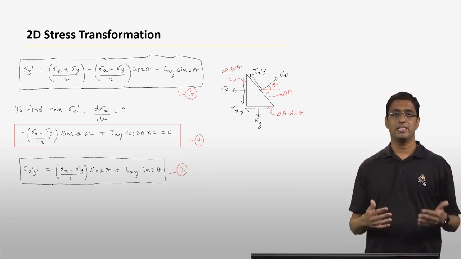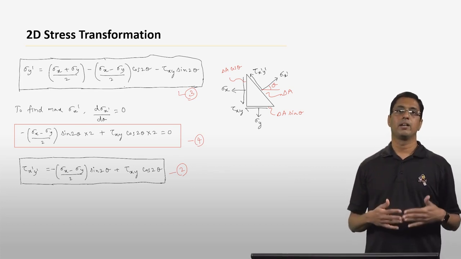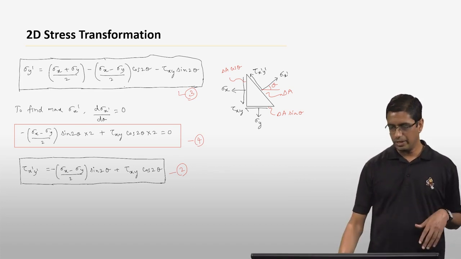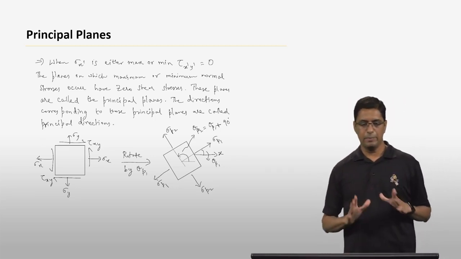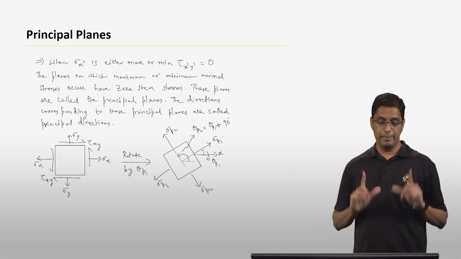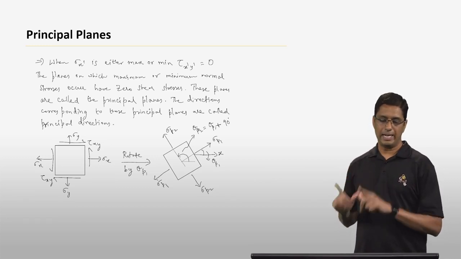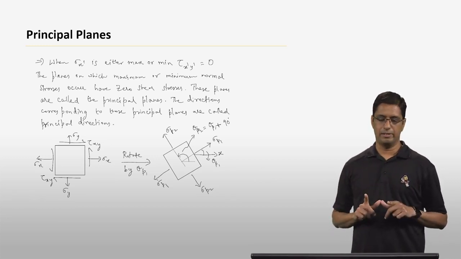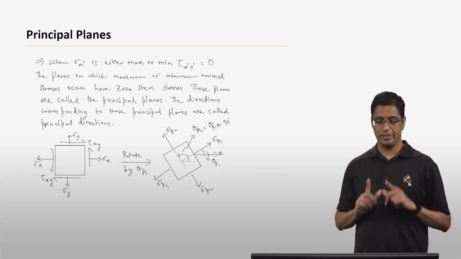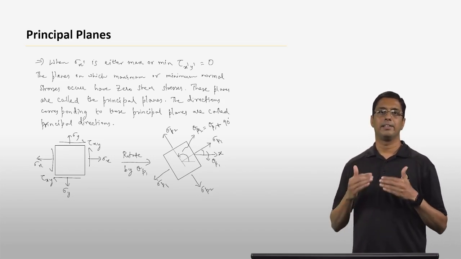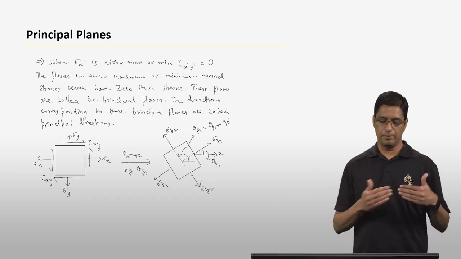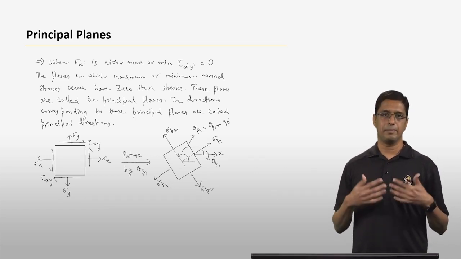Okay, and these planes have a special name called principal planes, and that is what we'll look at next. If you look at a formal definition, then the planes on which the maximum or minimum normal stress occurs basically have zero shear stress, and these planes are what are called principal planes. And the directions corresponding to these principal planes are what are called the principal directions.